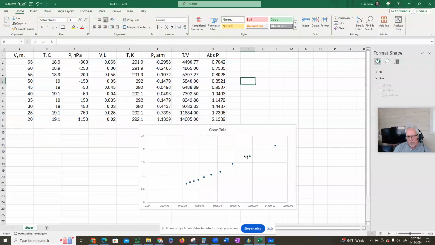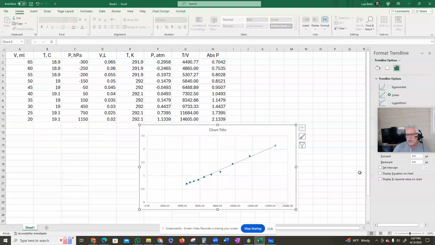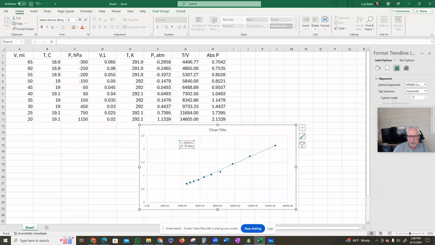So click on any point, it doesn't matter. You click any point, right click on the mouse, and then say add trend line, this one. And then the procedure says set the intercept to 0, display equation, and display the R squared. And here is my equation. I need to make it bigger because it's kind of small. And that's the first one, the top one.